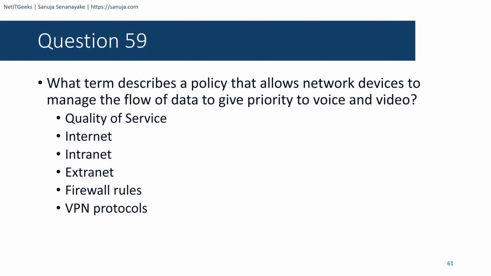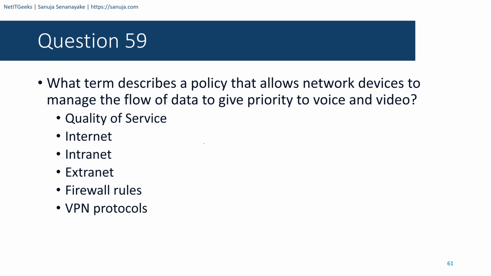Question number 59. What term describes a policy that allows network devices to manage the flow of data to give priority to voice and video? In other words, when you have a whole bunch of data coming into your network and being exchanged between devices, how do you give priority to voice and video? Quality of service, internet, intranet, extranet, firewall rules, VPN protocols.